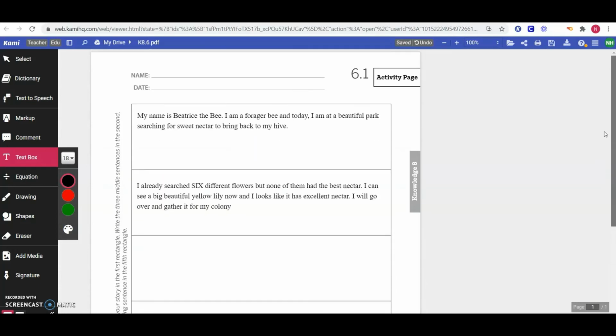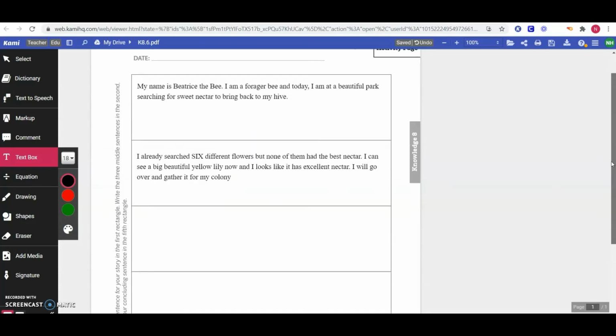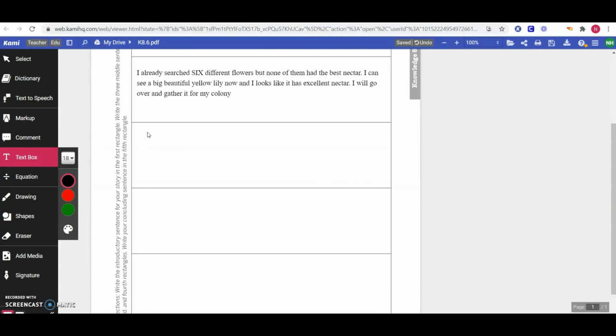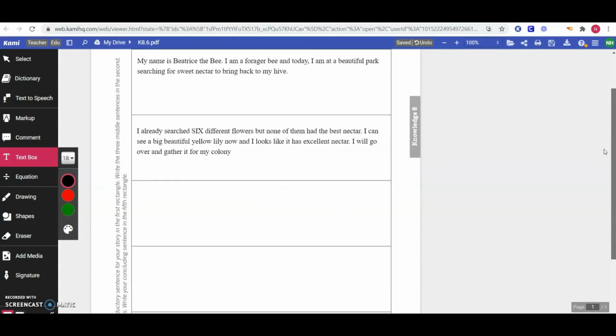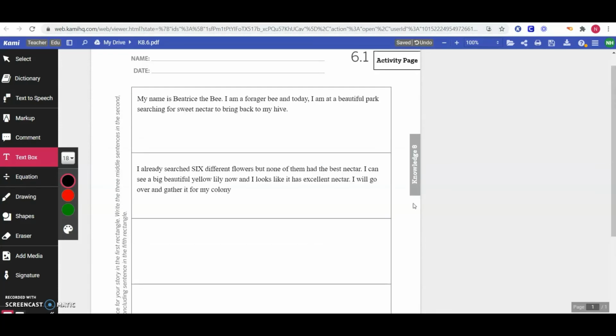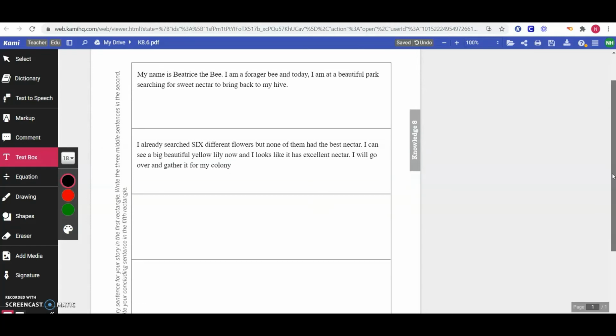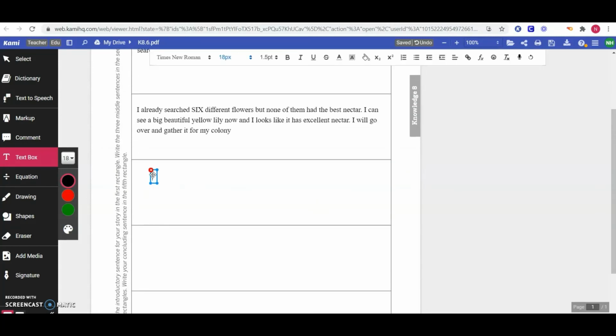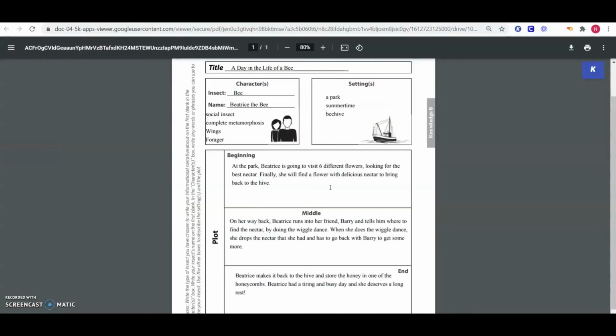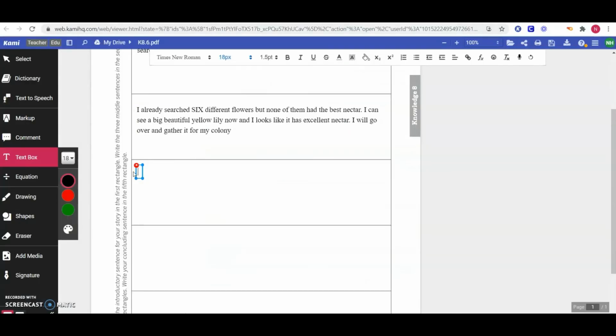Again, it's okay if it's more than one sentence. If you have to break it up into a couple, that's okay. But you don't have to do more than one sentence. All right, we have got our introductory sentence, our sentences that explain what happened at the beginning. Now we need to explain what happened at the middle. Remember, in the middle in my plan, she runs into her friend Barry, and she does the wiggle dance to tell him where to find the nectar. But she drops the nectar that she had when she does the dance, so she has to go all the way back and get more.